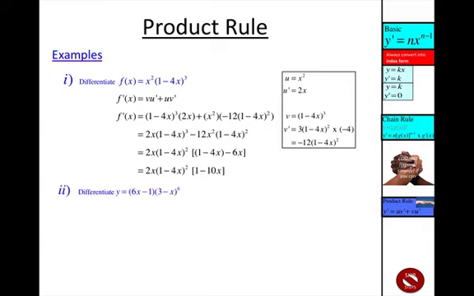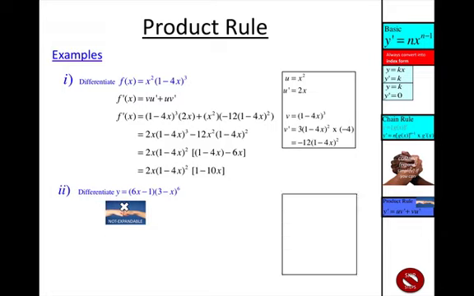Try another one. Differentiate y equals 6x minus 1 into 3 minus x to the 6. Now we look at that again and we think, can we expand that? Because if we can, we do. But in this case, we can't. There are two x terms that are multiplying together that are not expandable. They're not combinable because of that to the power of 6. Therefore, it's a product rule.